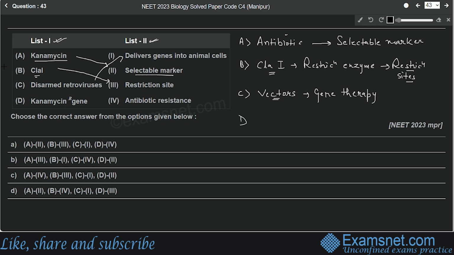And the last one is kanamycin resistance gene. So we have seen that kanamycin is an antibiotic. So kanamycin resistance gene is a type of antibiotic resistance gene. Okay, so the correct match for D will be the fourth one. So the correct match for A is number 2, then B is number 3, then C number 1, and D number 4. Okay, so according to this, the correct option will be option number A.